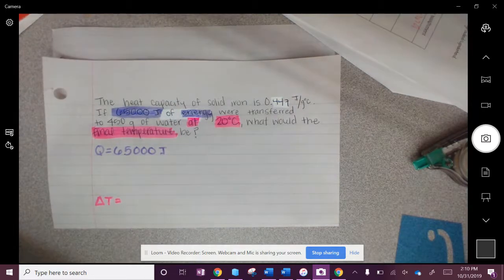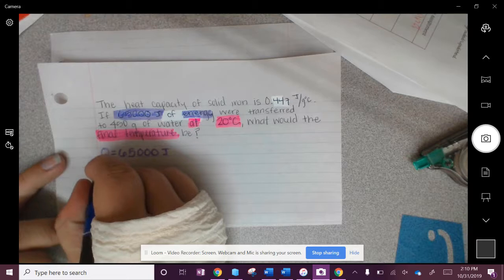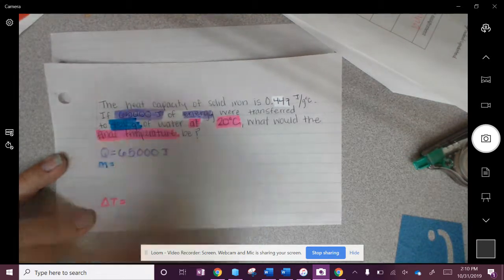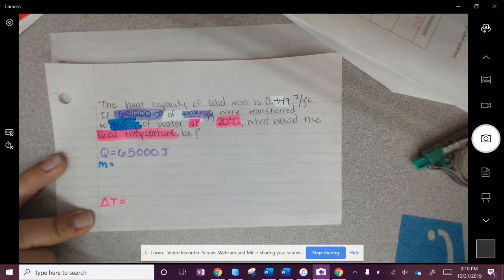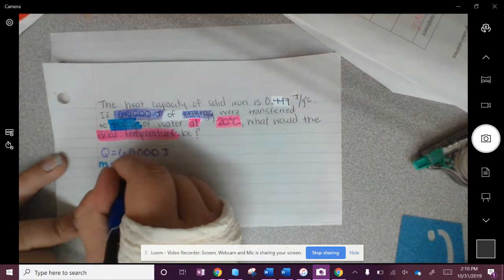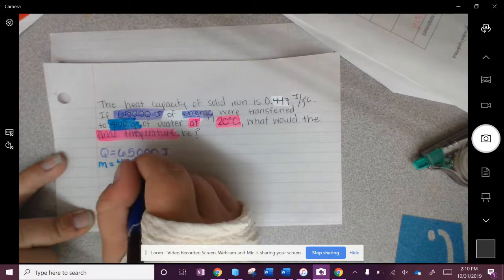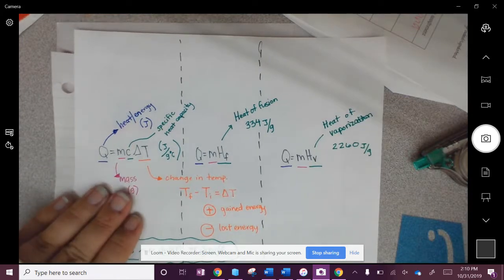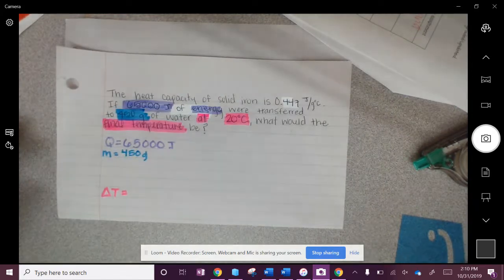What else do we have? So Q equals mc delta T. So my M is going to be the mass. And mass is 450 grams. And just a reminder, if you're not sure where I'm getting these numbers from, go back and watch that first video because I walked through each of the variables and what they represent. So if you're like, I don't understand how she knows why M is mass, go watch that video and you will hopefully understand.